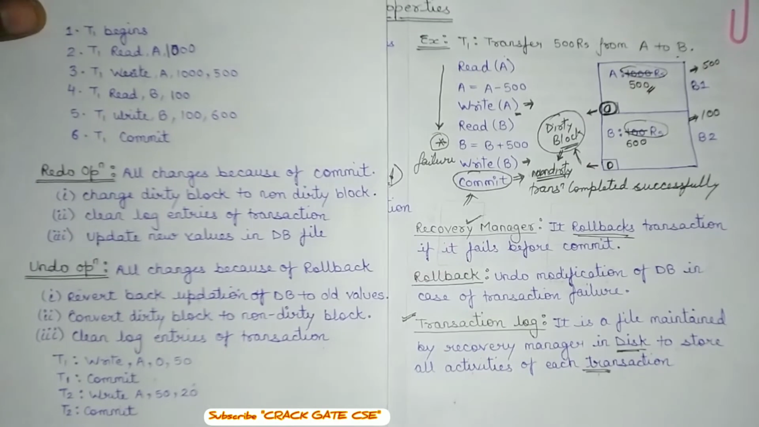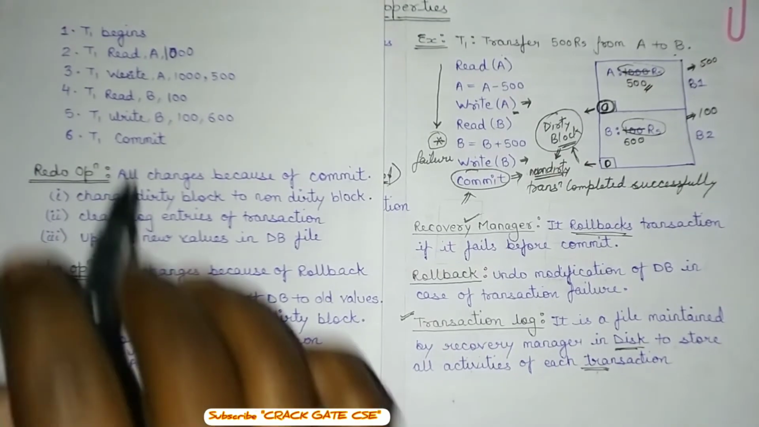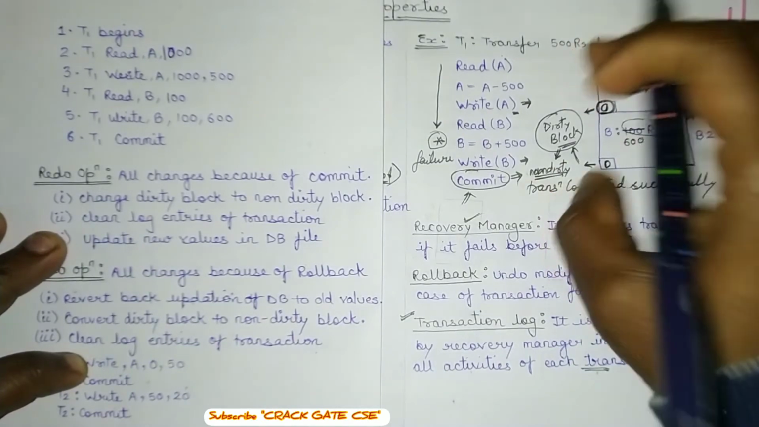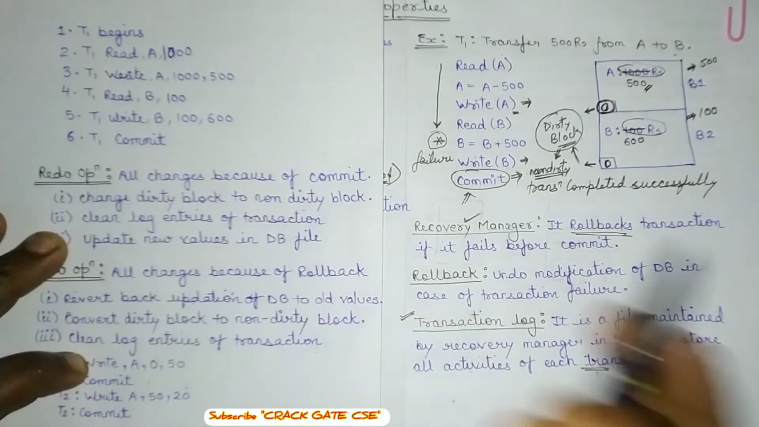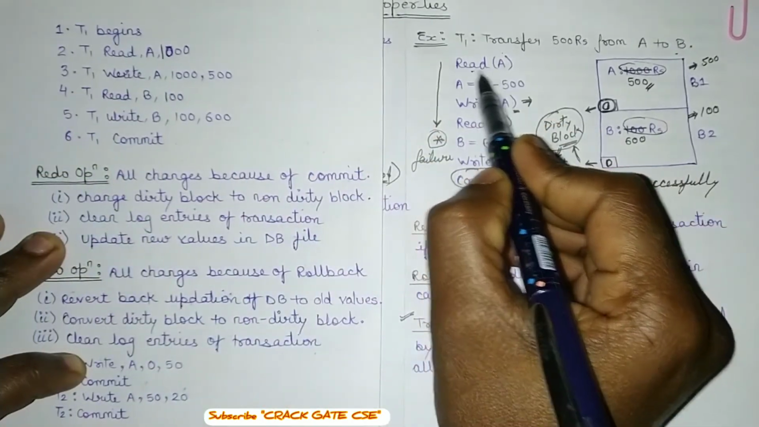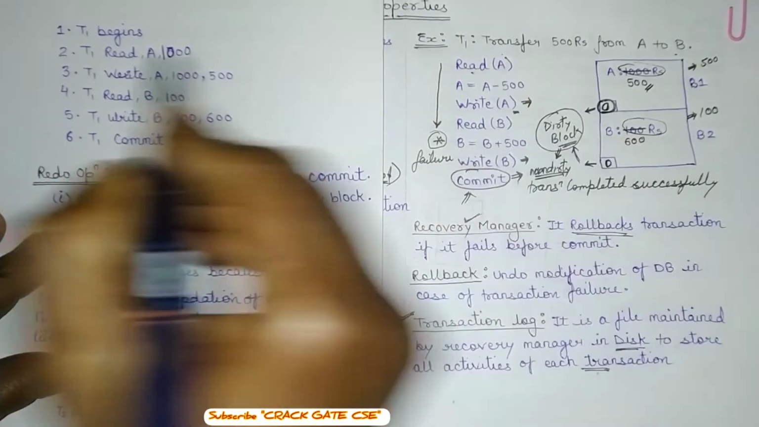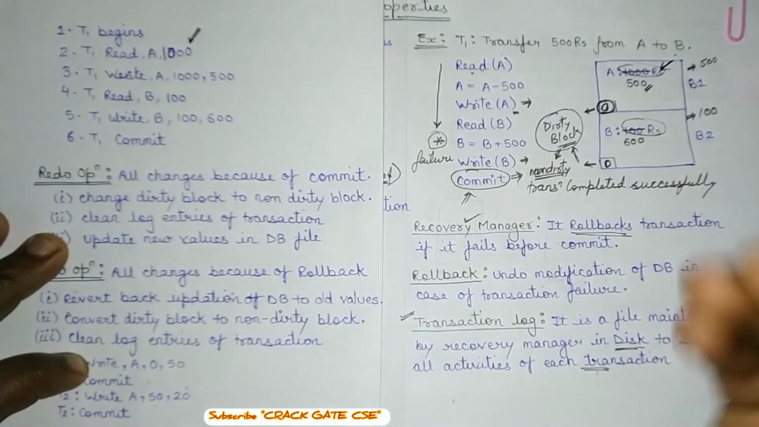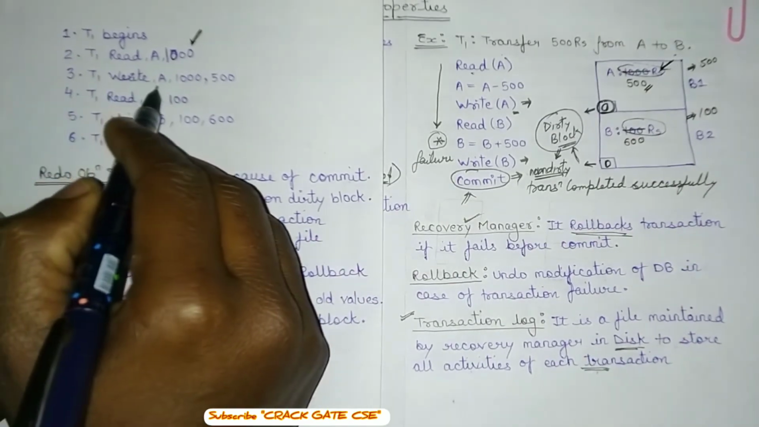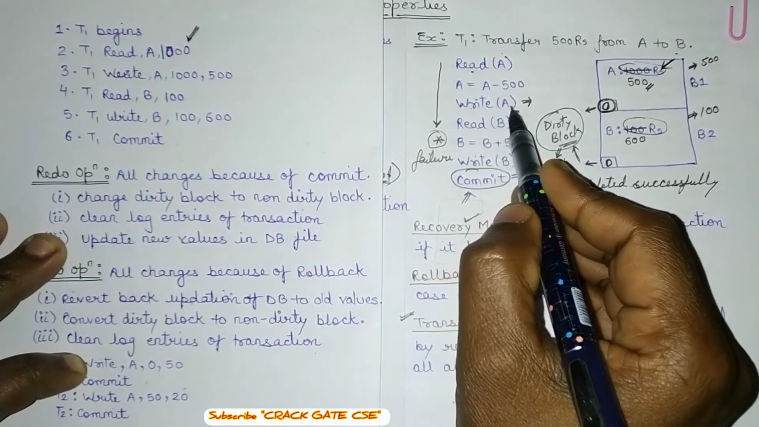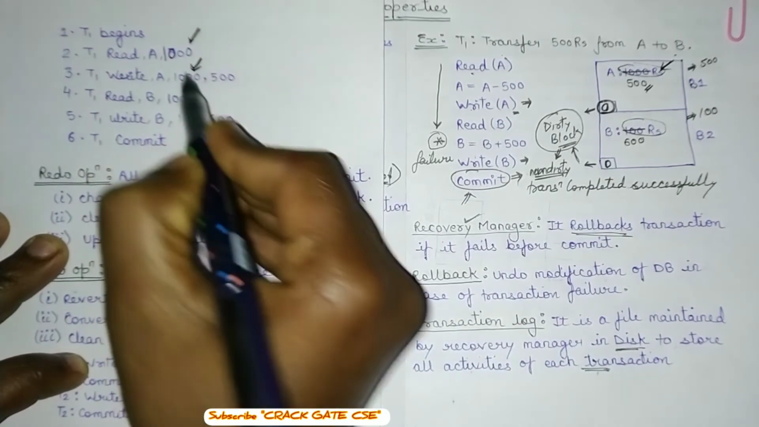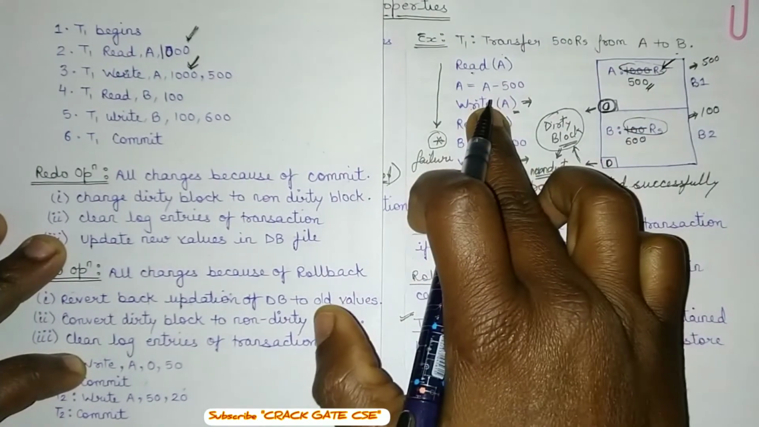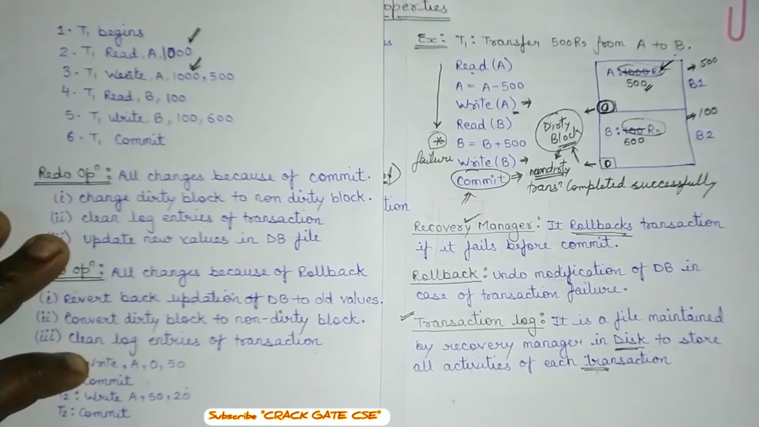Now see that, here I am having the transaction log of this T1 transaction. So here T1 begins, and T1 reads the A. What T1 reads is the 1000 initial balance. Then T1 writes the A, and changes the value from 1000 to 500. Here we have changed the value from 1000 to 500 as we have deducted 500 rupees from the account A.